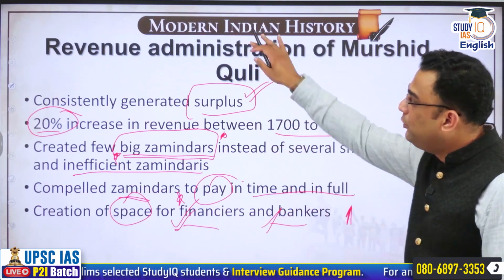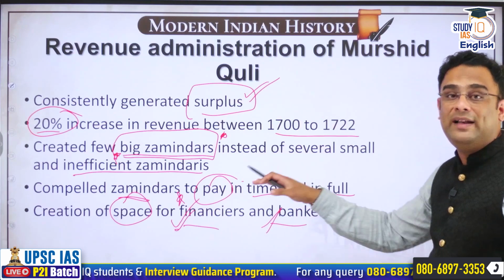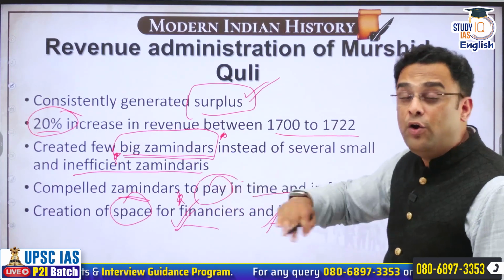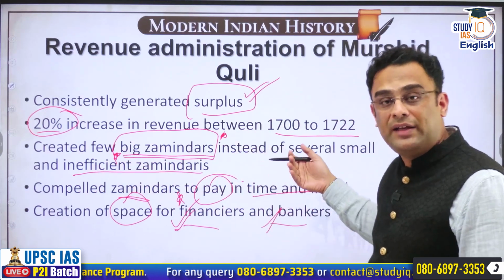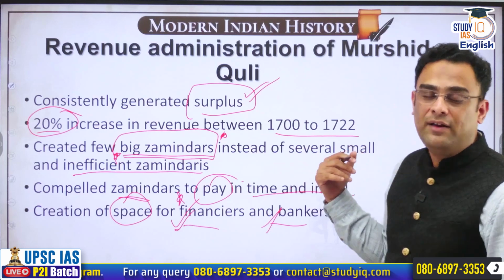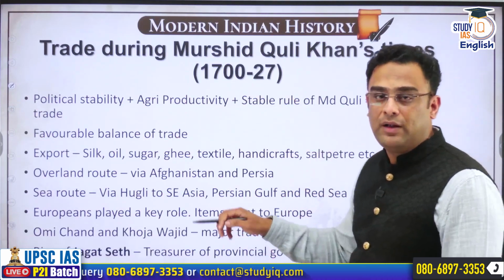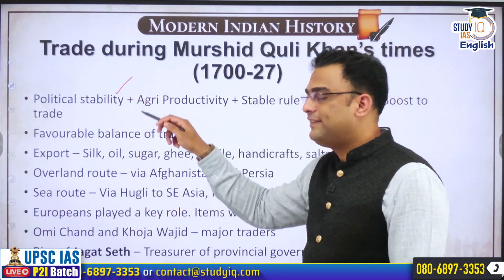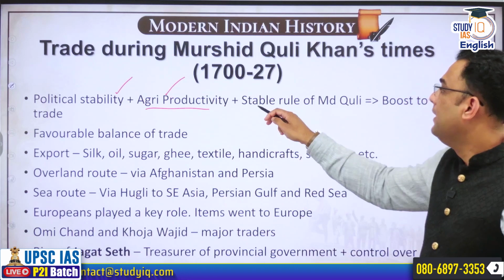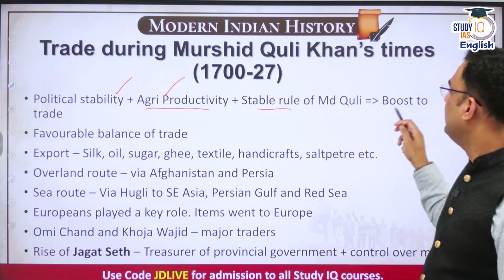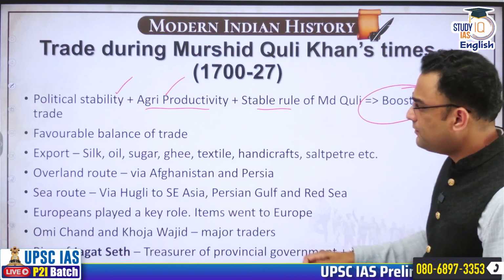So we will see that during Murshid Quli Khan's times, a class of financiers and bankers will develop in Bengal, which will play a very significant role later in its economy, in its politics, as well as in other walks of life. Now, Murshid Quli Khan's long stable rule, political stability, plus the famed agricultural productivity of Bengal, all of this gave a big boost to trade during Murshid Quli's times.